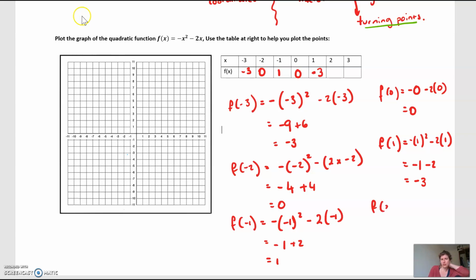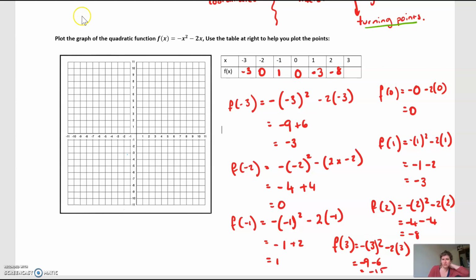Okay, f of 2: that's -2 all squared minus 2 times 2. So -4 minus 4 is -8. Right, and last one, I think this one's going to go off the screen as well. f of 3: -3 squared minus 2 times 3. So that's -9 minus 6, which is -15, so that one's not going to work, so we'll cancel that one out too.